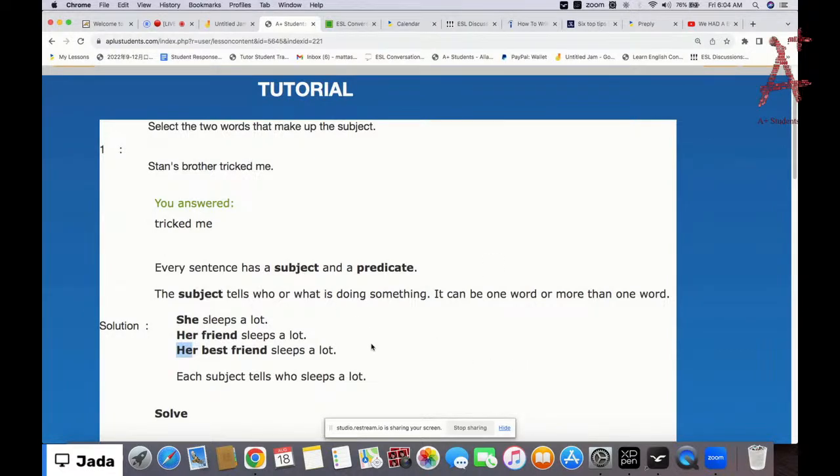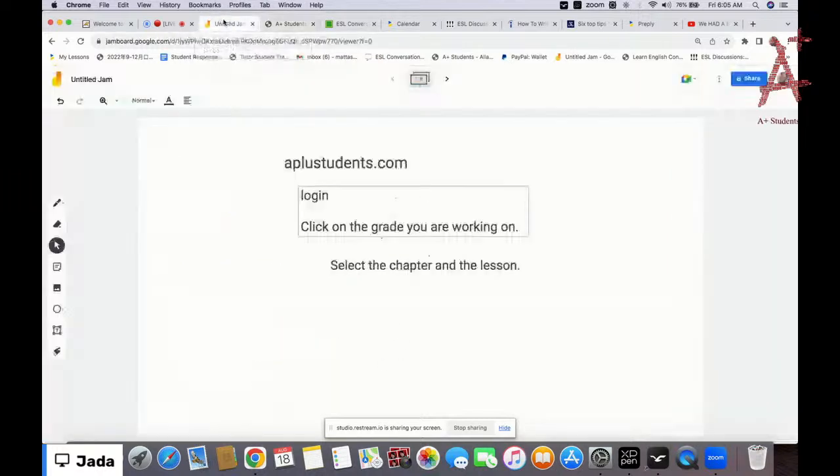We'll get some examples for the subject. Each subject tells who sleeps a lot. The third one, her best friend, her friend, she. Each of the subjects tells who sleeps a lot. We'll just go over and have some examples.